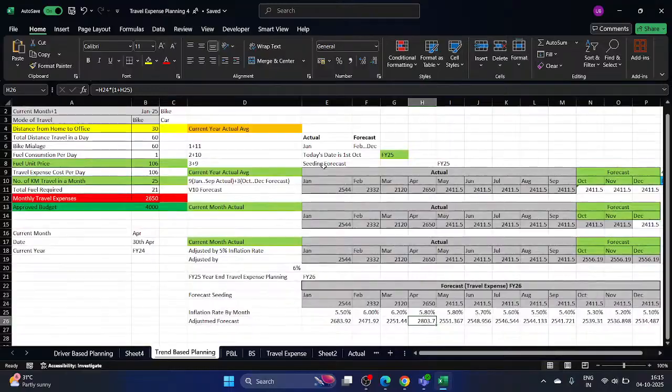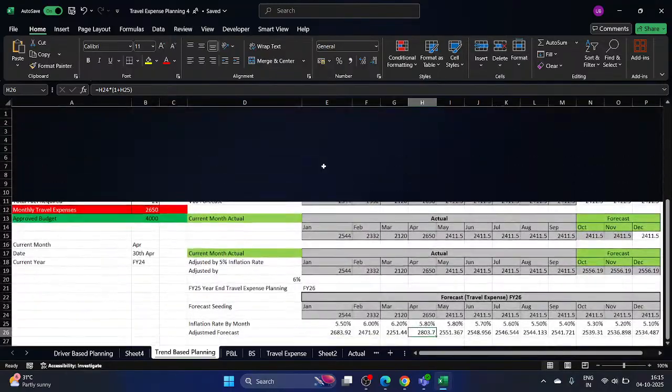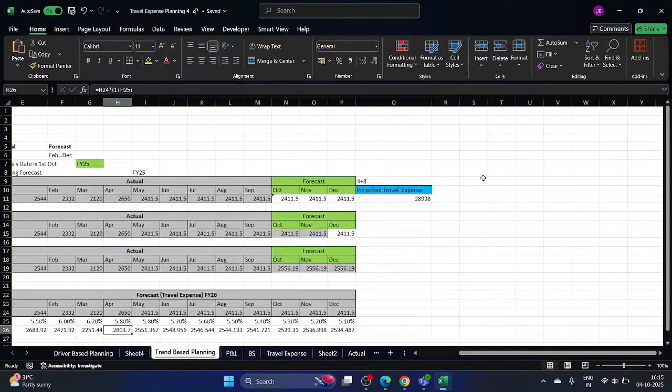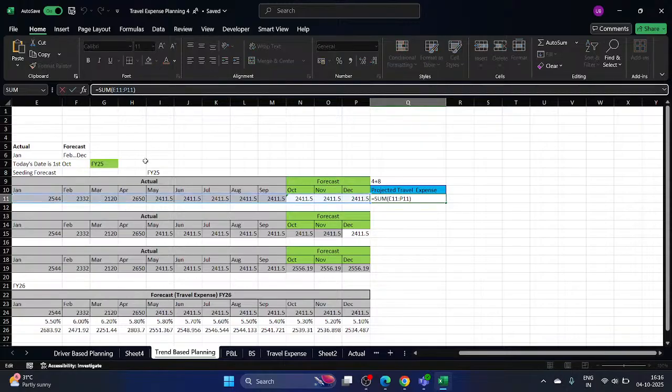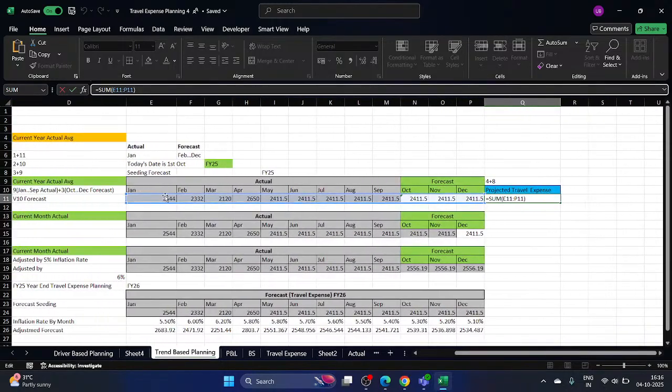Here is the actual trend which we have to implement for this purpose. And the projected travel expense would be on the basis of sum. Here you can see the sum is E11 to P11, meaning Jan to December month. So when we take the sum of all months, we will get the resultant figure here.